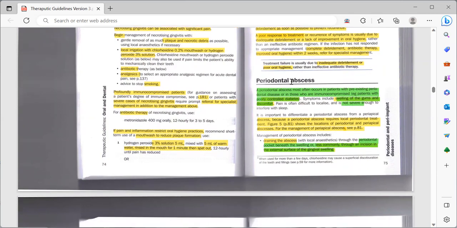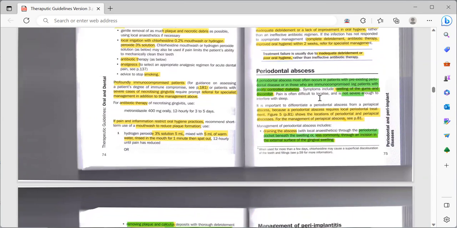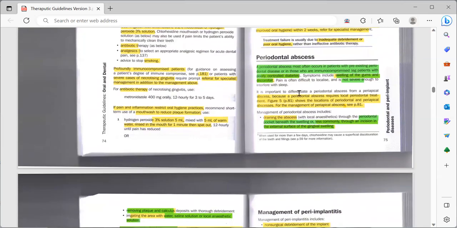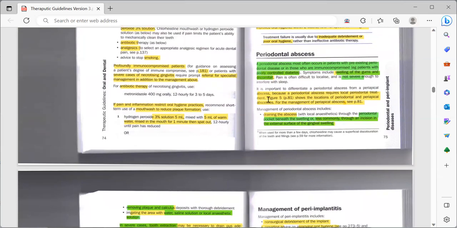Symptoms include, because there is an abscess, a pimple on the gum or swelling on the gum, and there would be discomfort. Pain is often difficult to localize and is not severe enough to interfere with sleep. With the periapical abscess, the patient can localize the pain, but with the periodontal abscess, it is very hard for him to localize the pain, and it is not so severe that it interferes with the patient's sleep. It is important to differentiate a periodontal abscess from a periapical abscess because the treatment would differ, right?